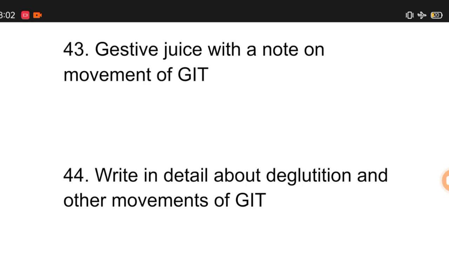GIT movement you have to write, meaning how the bolus goes via the alimentary canal, from the tongue to the stomach, then duodenum, then small intestine, then large intestine, how the whole movement occurs by peristaltic movement, which sphincter opens when, like that you have to write. And which juice is secreted when, all this you have to mention.